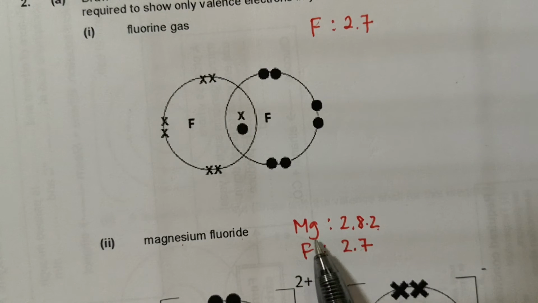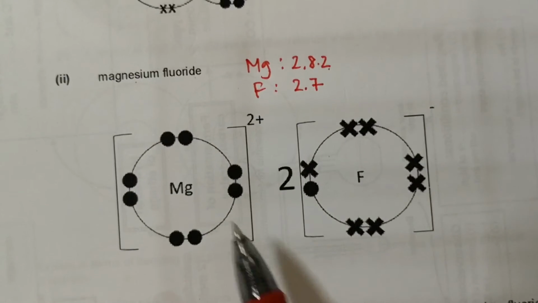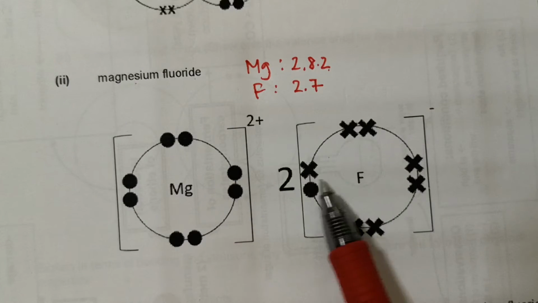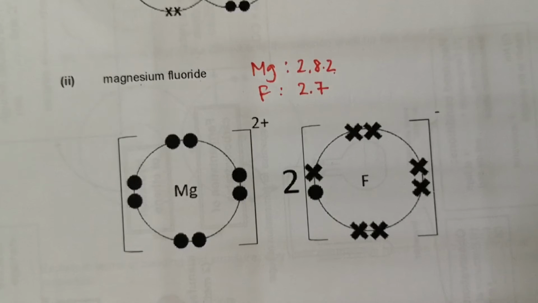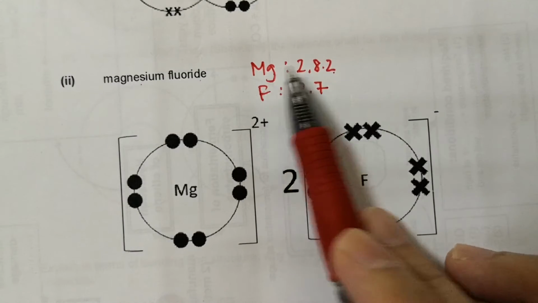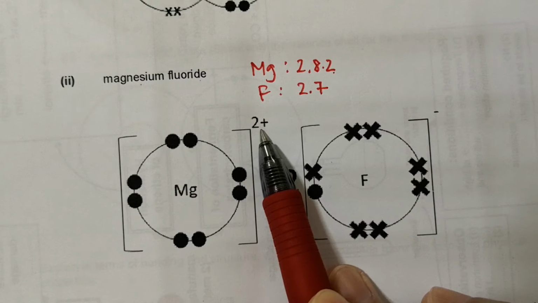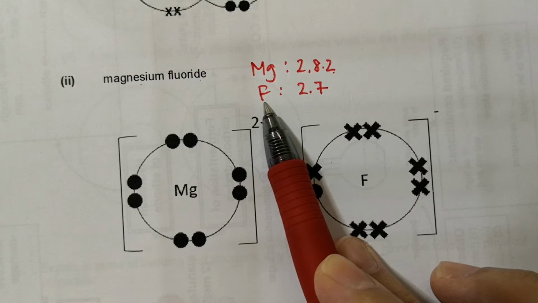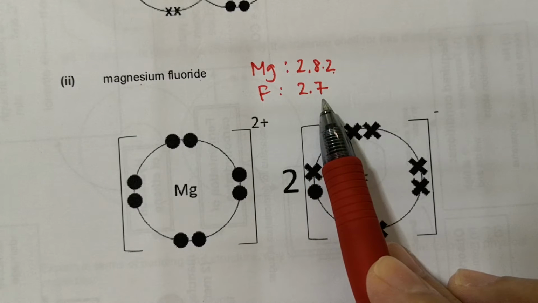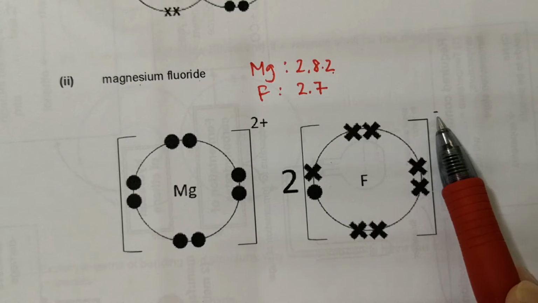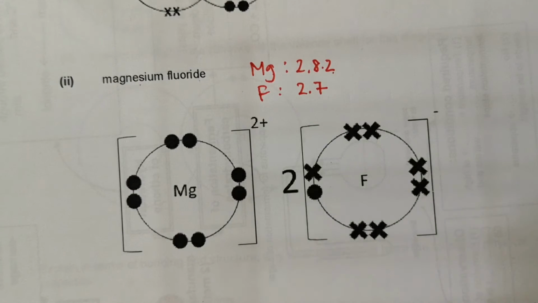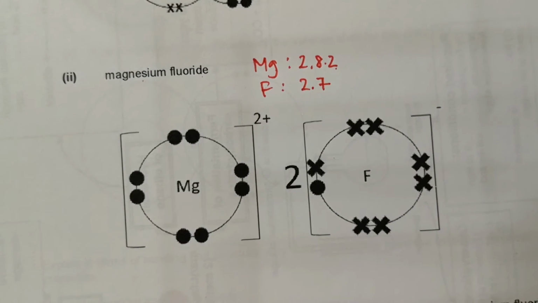So in this case, you will need 1 magnesium atom and 2 fluorine atoms. 1 magnesium atom loses 2 electrons, and you need 2 fluorine atoms to gain the 2 electrons. That is why in your dot and cross diagram, you have 1 magnesium ion and 2 fluoride ions. When a magnesium atom loses 2 electrons, it will form a magnesium ion of charge 2 plus. And when a fluorine atom gains 1 electron, it becomes a fluoride ion with a charge of minus. And since there are 2 of them, you need a 2 here. So this would be magnesium fluoride.